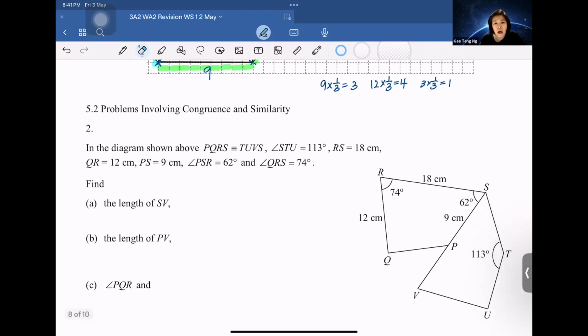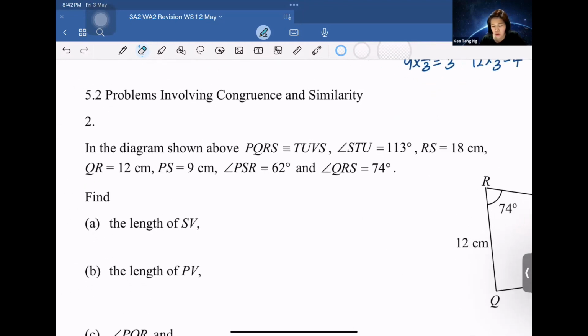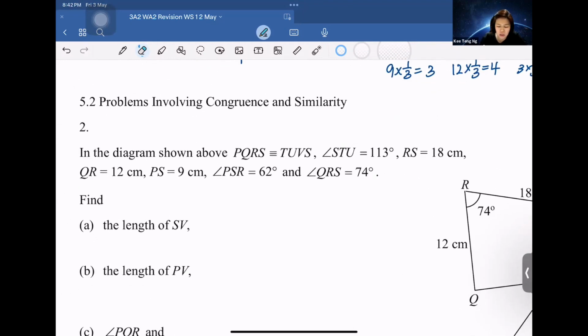Okay, next question. Problems involving congruence. Congruence and similarity. For this question, we're going to talk about congruency. Now, the first one in the diagram shown above, PQRS is congruent. This three-line symbol means congruent.